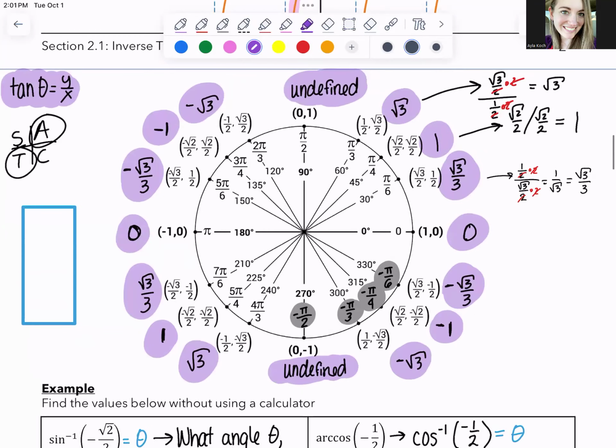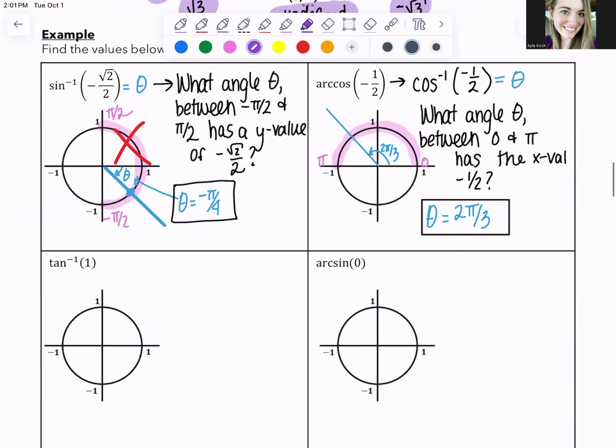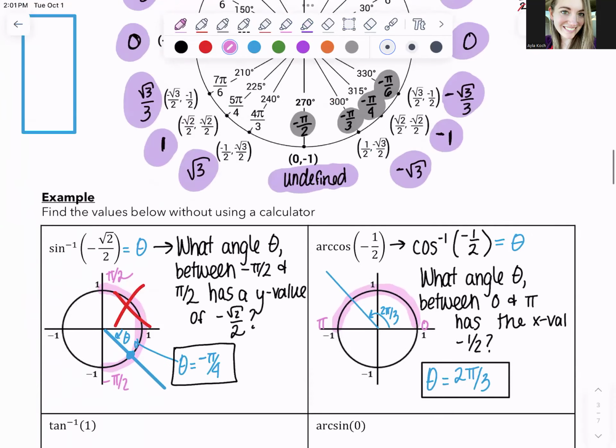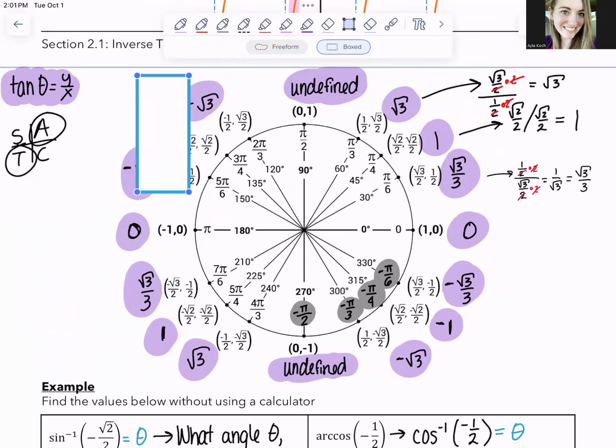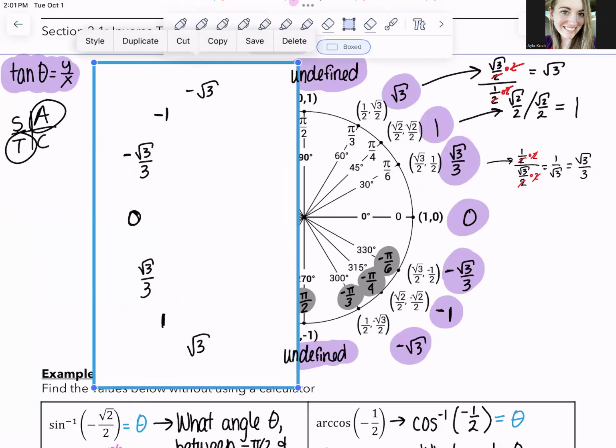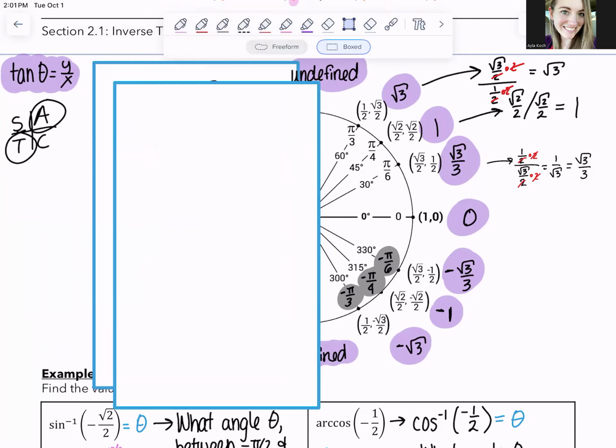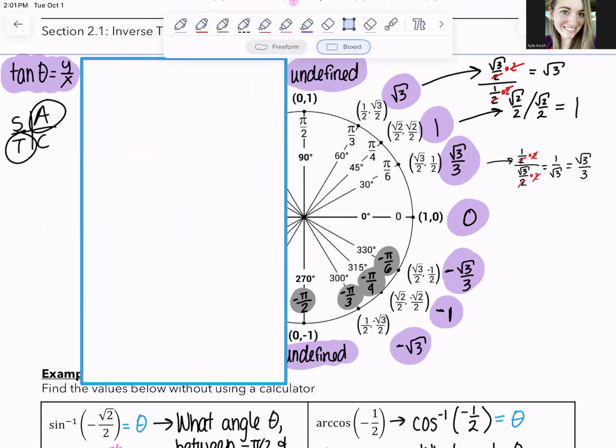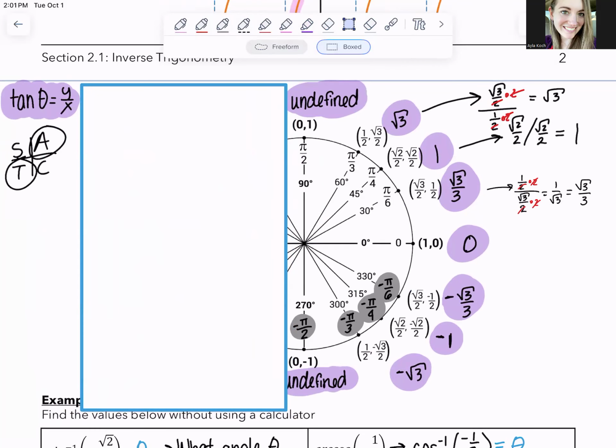Okay, so again, back to where we were. Inverse tangent has the range of negative pi over 2 to pi over 2. We're asking, where is it 1? So for tangent, where between negative pi over 2 and pi over 2 is tangent equal to 1? It's here at pi over 4.